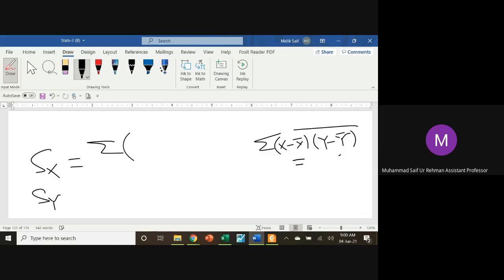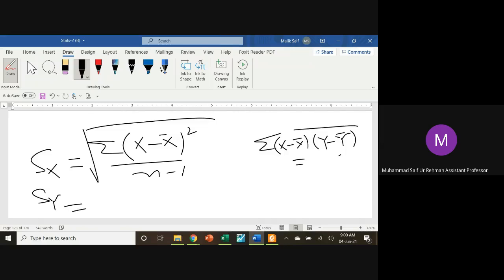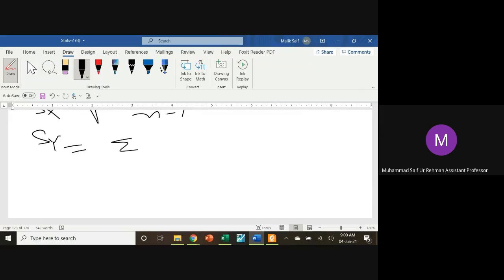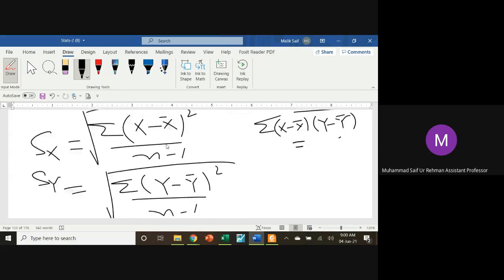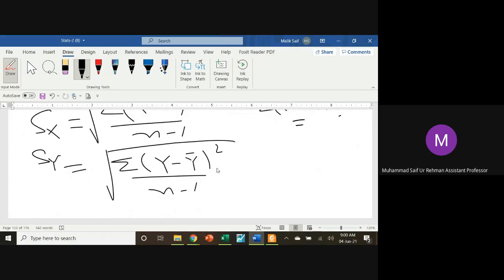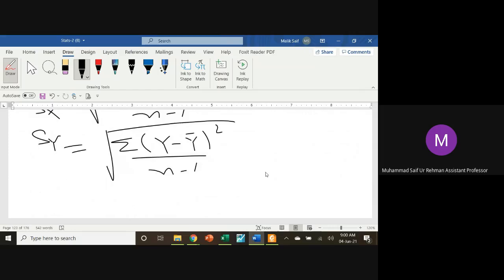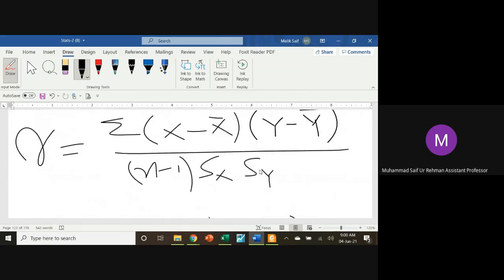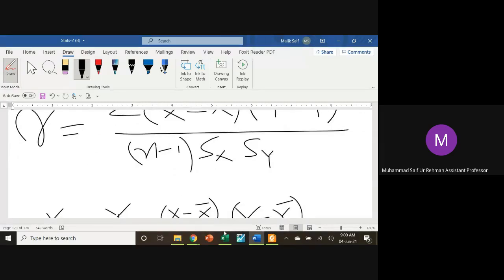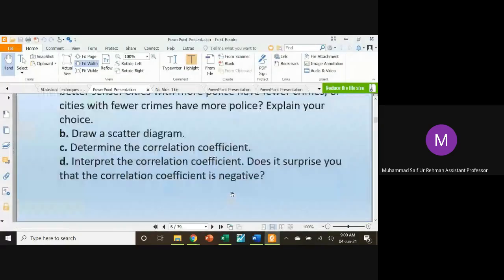You are already familiar with that formula. In this case, it will be the square root of the summation of x minus x bar squared divided by n minus 1. And when you write it down for y, it will be the square root of the summation of y minus y bar squared divided by n minus 1. So in this case y will be there, here in this case x will be there. So all these values you will find out utilizing the formulae that are available. And when you obtain these values, you will substitute those values in this formula to find out the correlation coefficient. And basically we are interested in knowing what this correlation coefficient is.